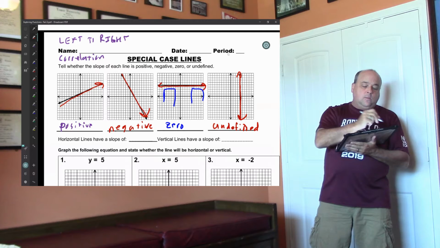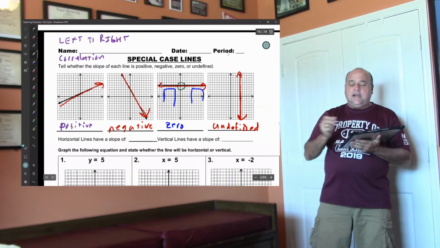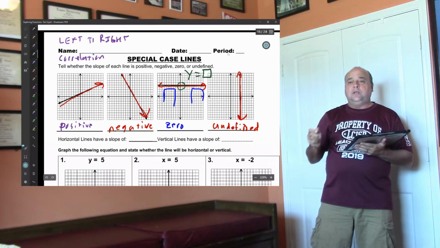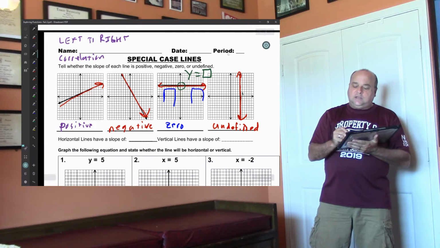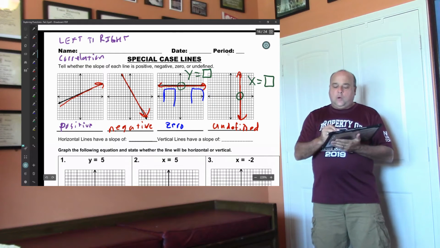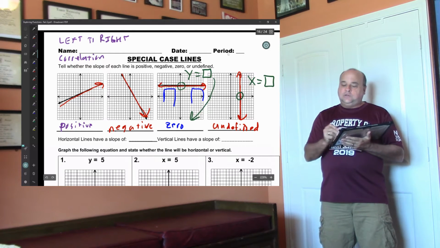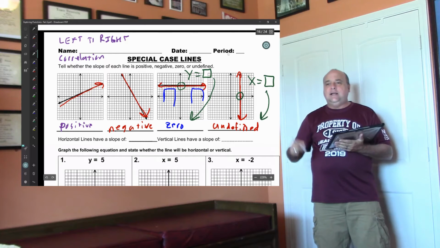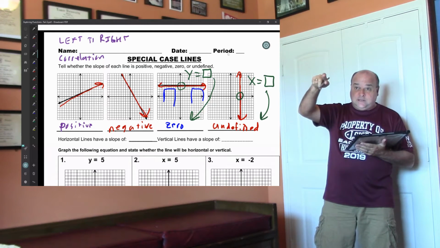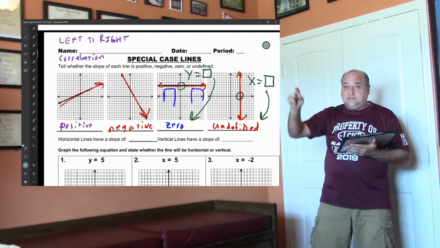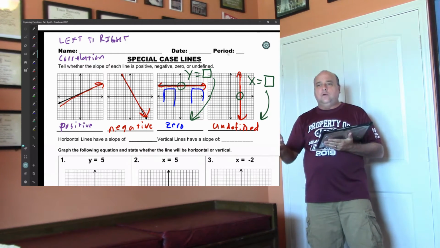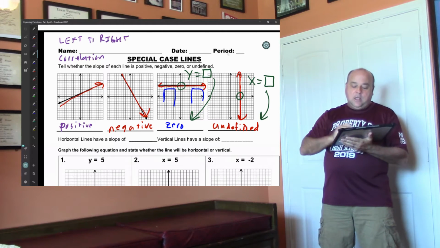Another important thing to write down on this. This line crosses the y-axis. It's going to be y equals something. This line crosses the x-axis. It's going to be x equals something. So a y equal line has a zero slope and an x equal line has an undefined slope. That's something you've got to memorize. You have to know that y equal is zero, x equal is undefined, and you just got to keep doing the problems to get the knack of it.